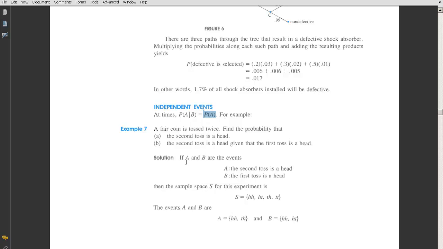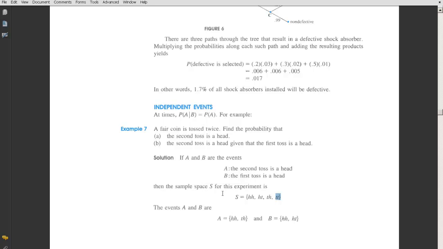But let's look at it again. If A and B are the events, A, that the second toss is a head, and B, that the first toss is a head, then this question, second toss is head given the first toss is head, becomes A given B. The sample space for this experiment is HH, HT, TH, TT. That means you can get head on the first, head on the second; head on the first, tails on the second; tails on the first, head on the second; and tails, tails.